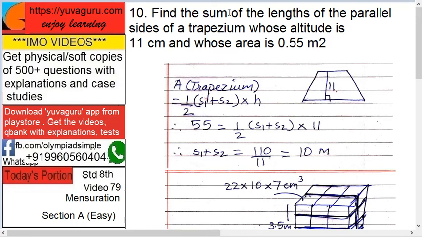Find the sum of the lengths of the parallel sides of a trapezium whose altitude is 11 centimeters and whose area is 0.55 meters square. Here, what is the trapezium?